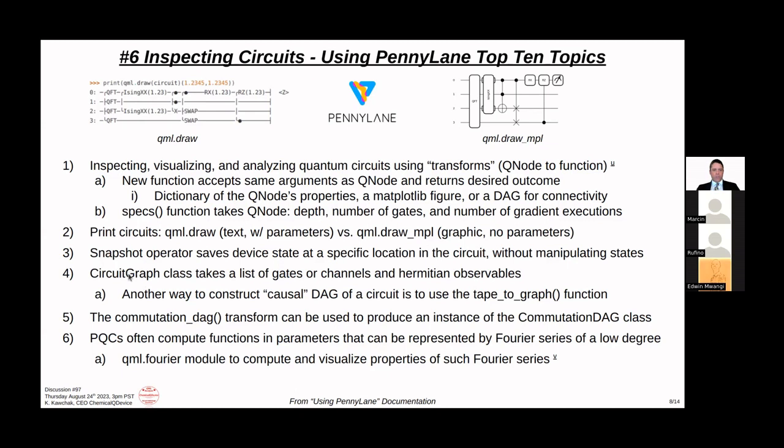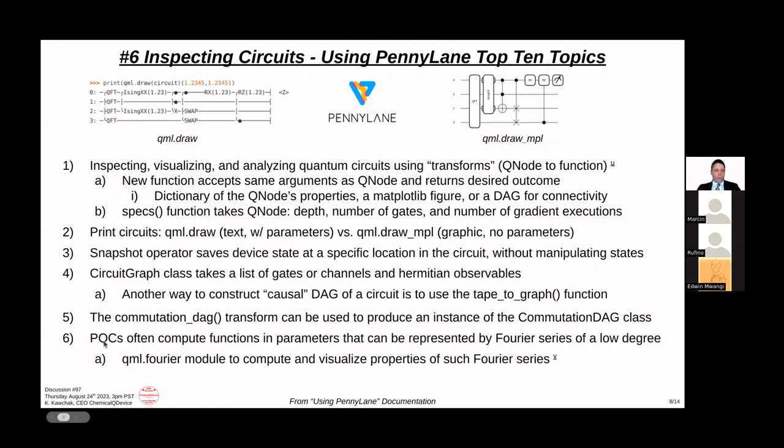And here, a circuit graph is a class. It takes a list of gates or channels and Hermitian observables. And then here's this DAG as well, the commutation DAG. A lot of these are getting into how the individual gates are interacting with each other. If you see commutable or commutation, that's typically what that means.